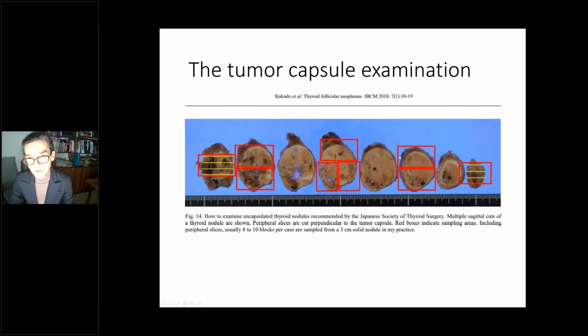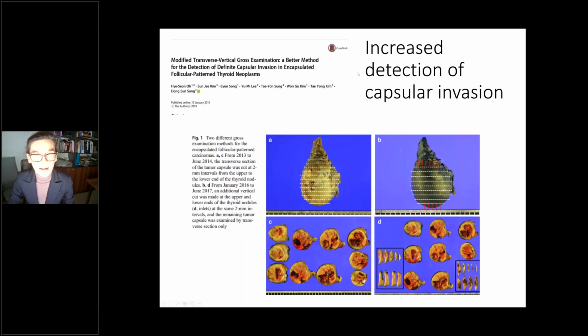Capsular examination is very important in encapsulated tumors like uncertain malignant potential tumors, and even Japanese surgeons recommend a special type of cutting of the capsule. They recommend sagittal cuts and perpendicular cuts at the peripheral part of the tumor. Another manner of cutting the tumor and capsule was provided by a Korean pathologist group. They introduced a modified transverse vertical growth examination.